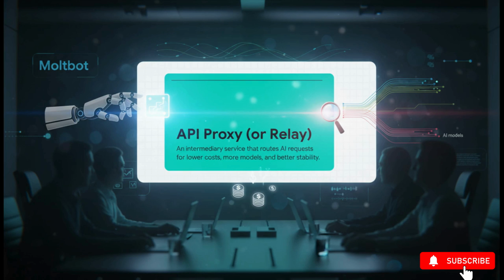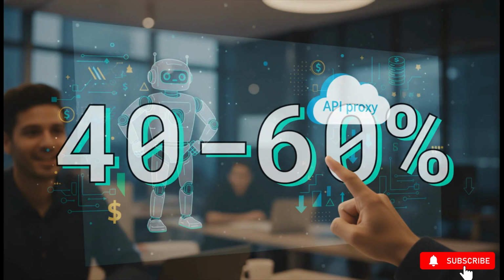So, what is an API proxy? Well, you can think of it like a smart middleman. It's a service that sits between your Moltbot and all the different AI models out there. It cleverly routes your requests to save you money, unlock access to way more models, and just give you a much more stable connection.